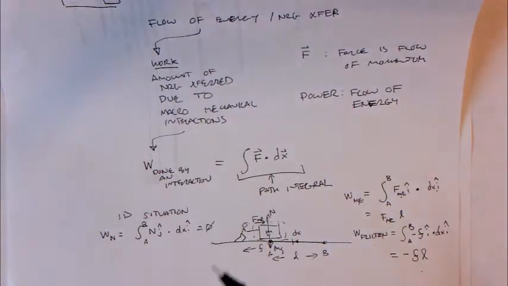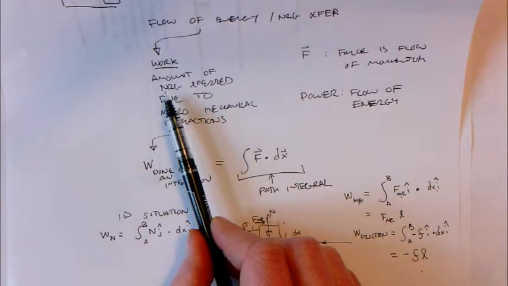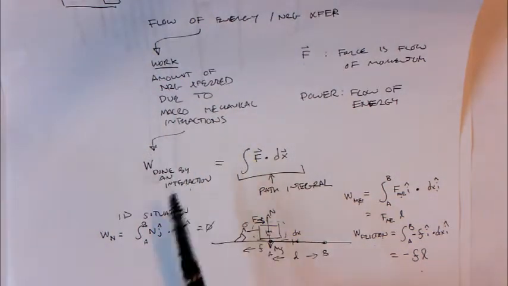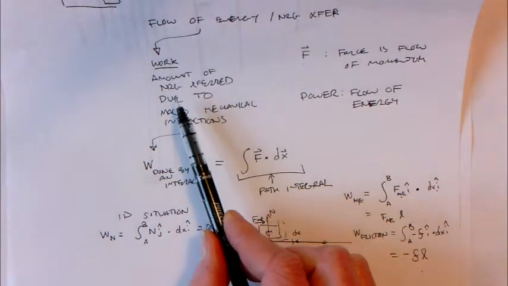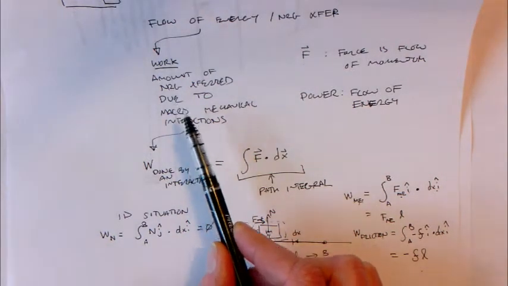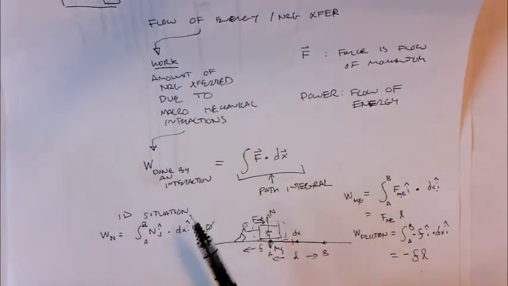So we've just talked about this idea of work as being associated with an interaction, and work as being the amount of energy that's transferred, that's actually done. The amount of work that is done by an interaction is actually the amount of energy that's transferred from one part of the system to another part of the system, or from the rest of the universe to the rest of the universe by that interaction.